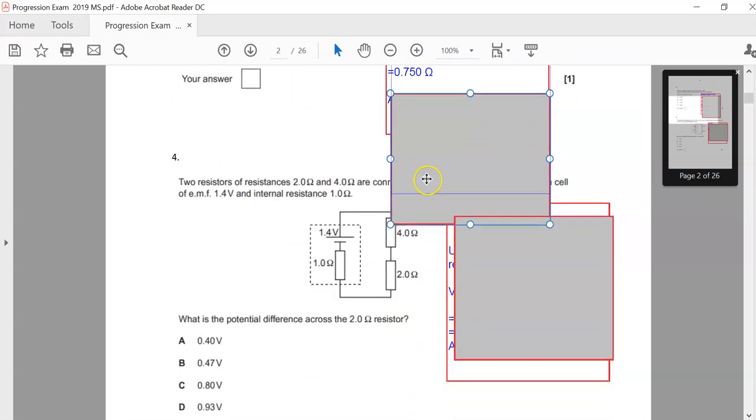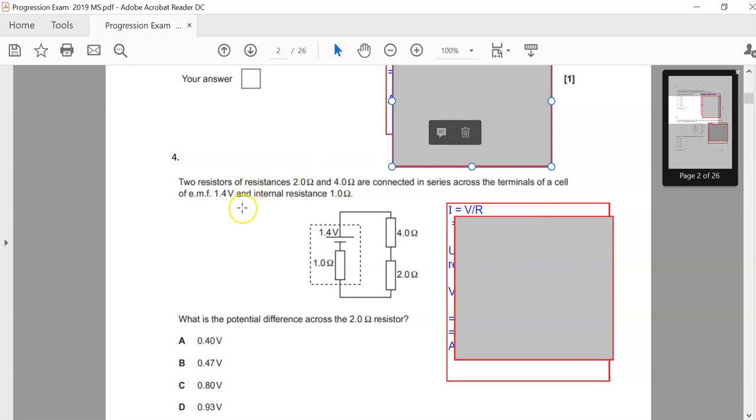Just get rid of that box there. So two resistors of resistance 2 and 4 are connected in series across the terminal of a cell, EMF 1.4. Now this circuit is really 3 resistors in series. Although this is an internal resistance that we can't see in the circuit, it's acting just like a resistance in the external circuit. So if we want to work out the voltage across the 2 ohm resistor, we need to know what current's flowing through it, and then we can just use Ohm's law.